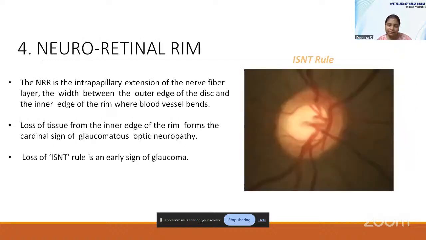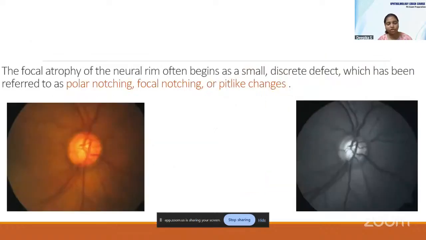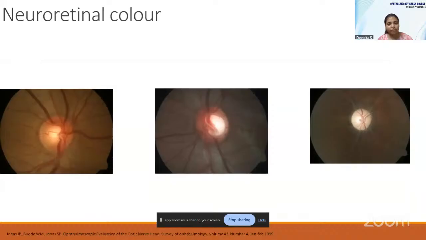The neuroretinal rim is the intrapapillary extension of the nerve fiber layer. It is the width between the outer edge of the disc and the inner edge of the rim. Normally, as we all know, it follows the ISNT rule. This ISNT rule is broken in glaucoma. We can also see signs of focal notching and focal thinning, as we can see in this picture, inferior notching with the corresponding nerve fiber layer defect.